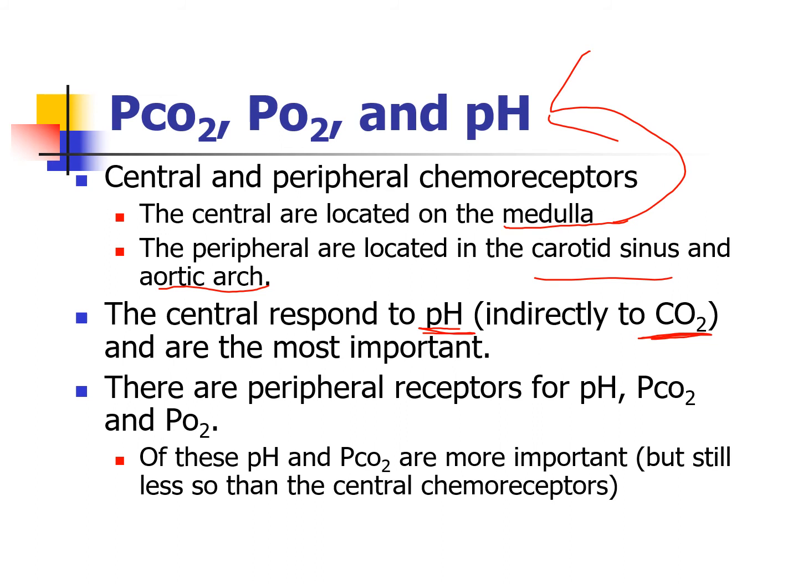There are also peripheral chemoreceptors, right? These are the ones that are located in the aortic arch and the carotid sinus. And these look at a bunch of different factors. Not only do they look at the hydrogen ion concentration, but they also look at the CO2 and the oxygen concentration. Notice it doesn't say saturation. It says PO2, which is your little PaO2. So we've got to be careful about saturation here. Of these, pH and CO2 are the most important, but still less so than the central chemoreceptors, right?